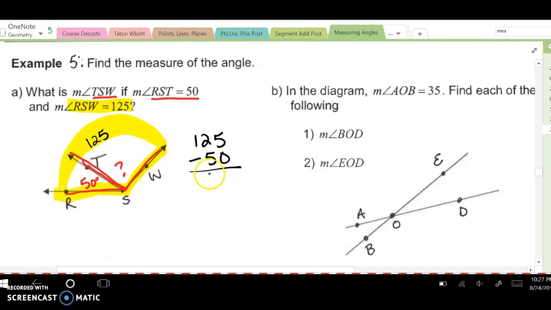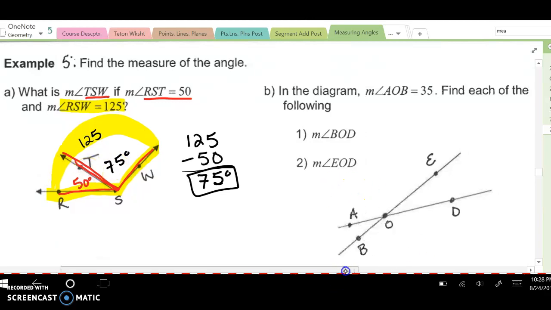Right, so that would be, what, 65? 75. My bad. 75 degrees is how much angle TSW is. Alright, since we had the whole and we were missing a part, we just subtracted the one part we knew. Let's look at part B.